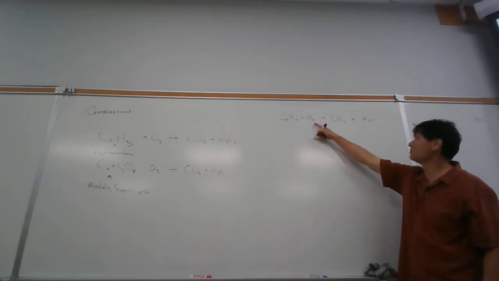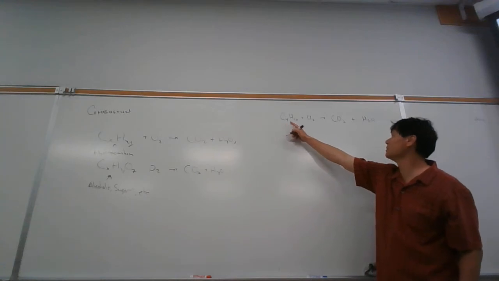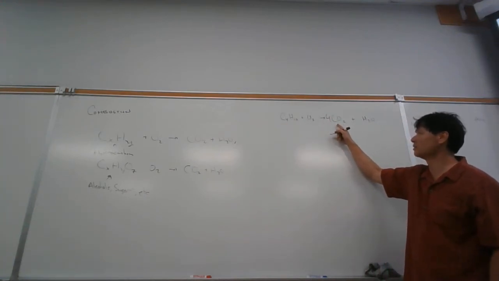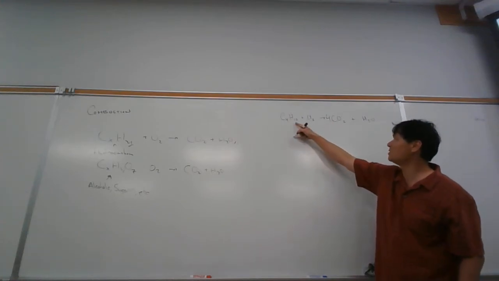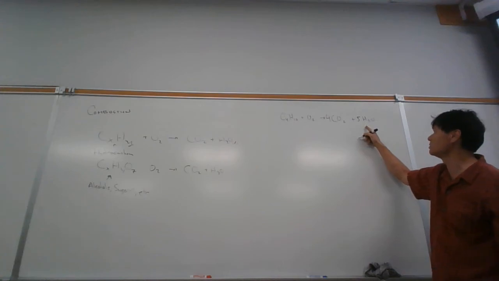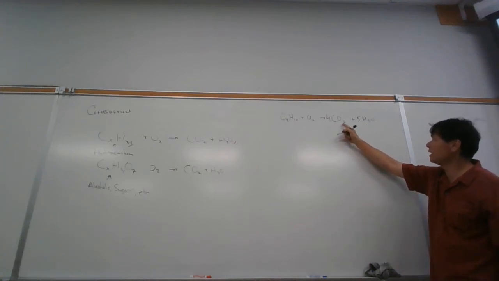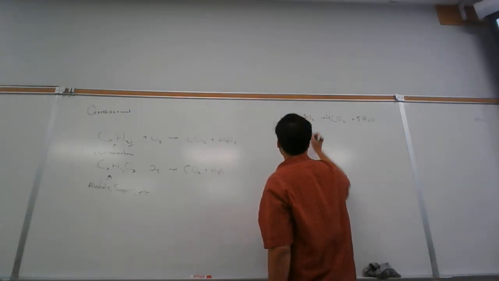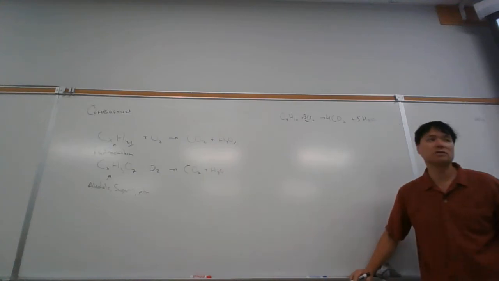We save the oxygen for last. So we have 4 carbons here. I need 4 CO2s to give me 4 carbons. And so the carbons are balanced. We have 10 hydrogens here. I'm going to need 5 H2Os. That will give me 10 hydrogens. And then I count the oxygens. I have 8 plus 5 is 13 oxygens. And then I'll go 13 halves O2. That'll give me 13 oxygens there.